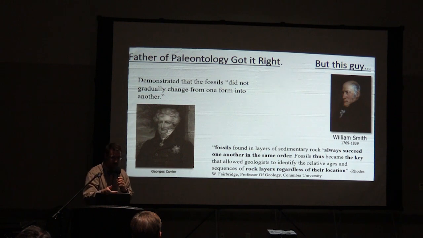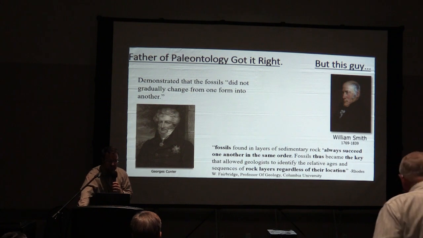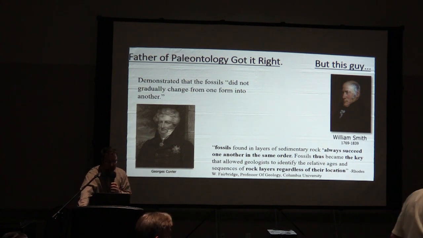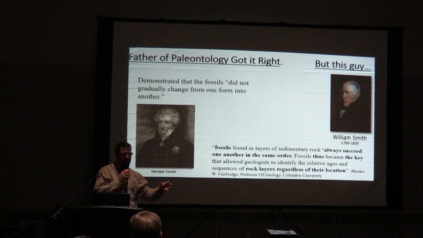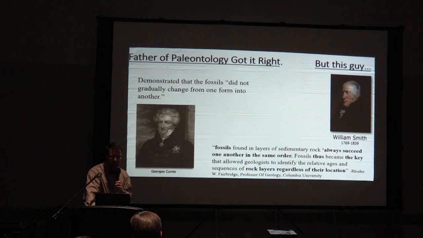But anyway, William Smith, he's a canal surveyor, which Dean points out is kind of crazy, that this is the guy they built their foundation off of. All the layers, it says, always succeed one another in the same order. And then this Columbia University professor says, thanks to William Smith, we now know that fossils became the key that allowed geologists to identify the relative ages and sequences of rock layers regardless of their location. In other words, we find this fossil and we know this fossil is this old, so this layer is this old. Anyway, it's sketchy to say the least.